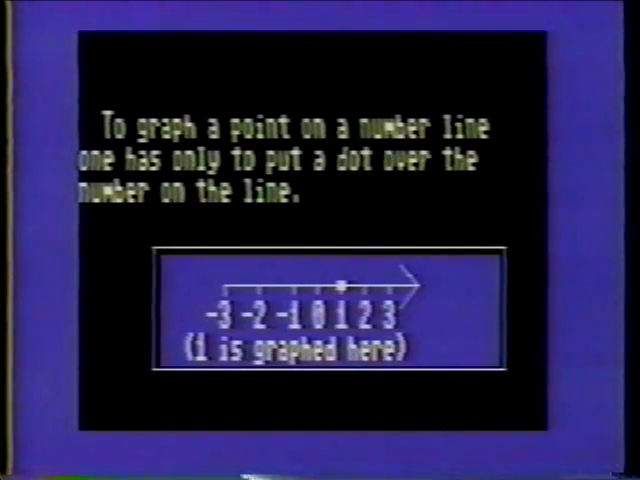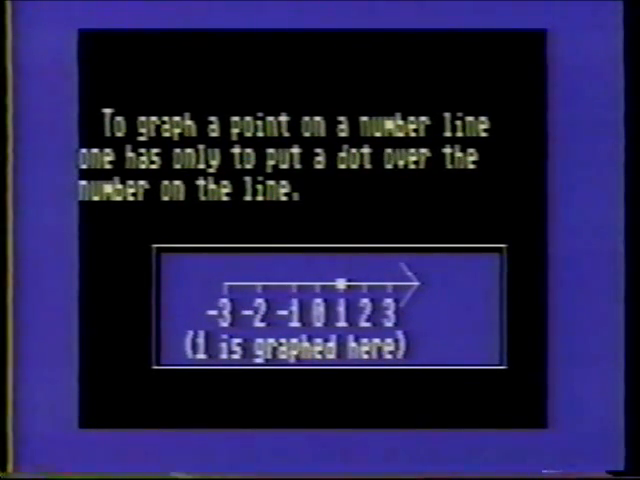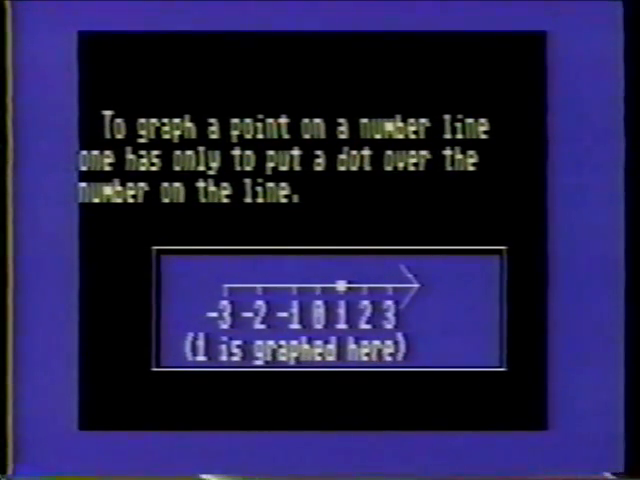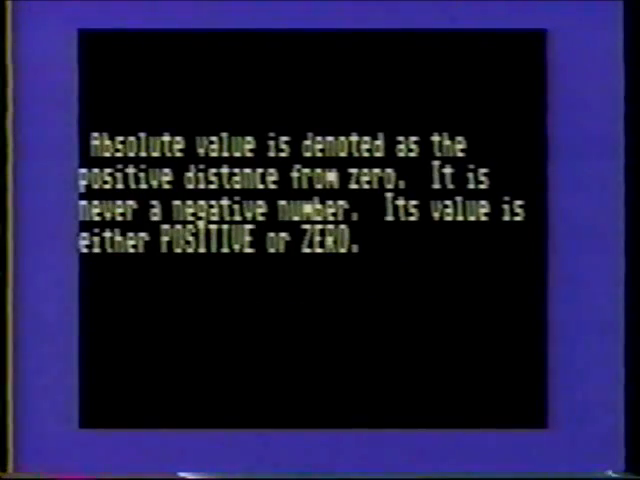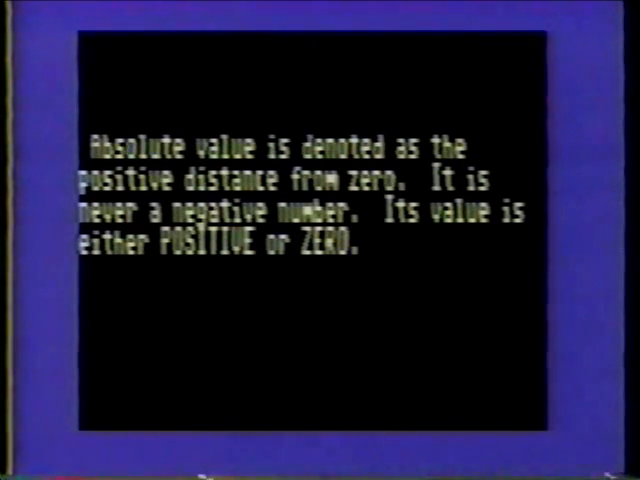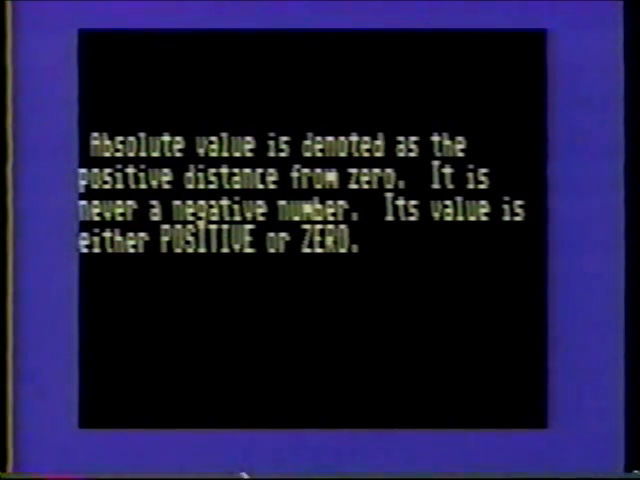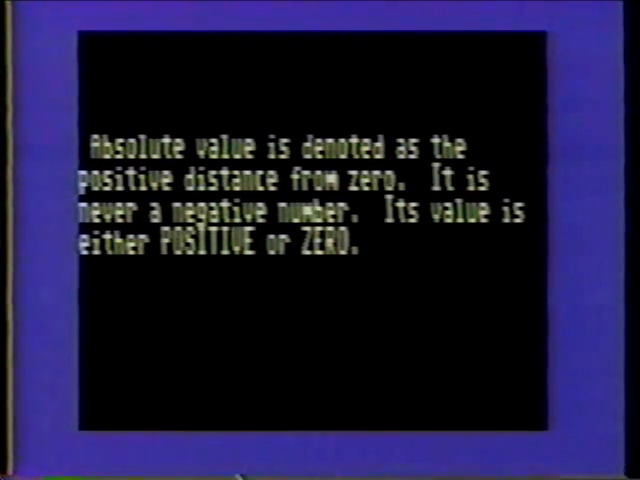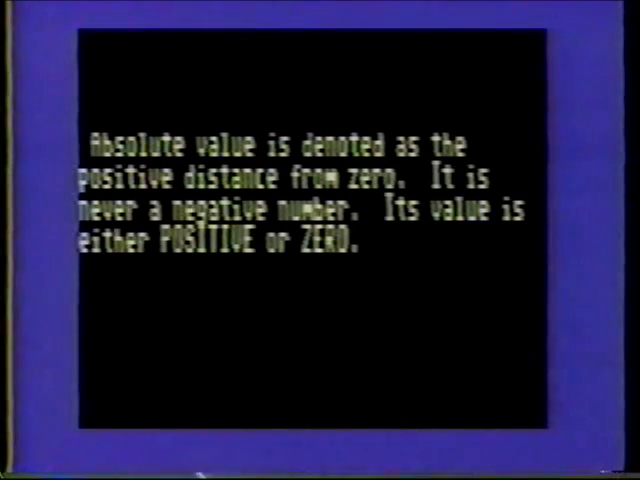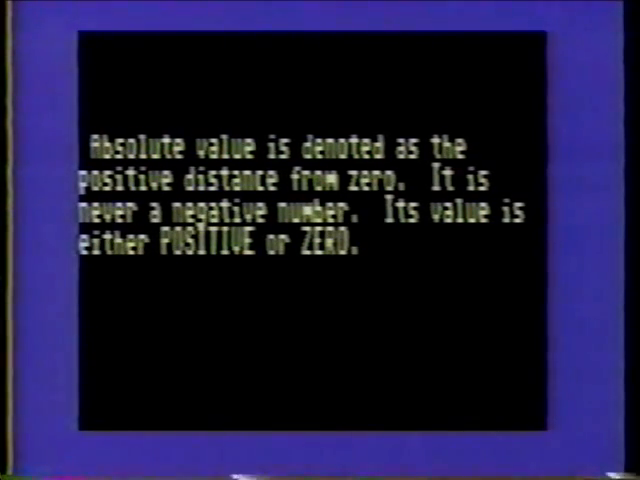The last concept we're going to discuss before working some additional example problems is absolute value. Absolute value is denoted as the positive distance from 0. It is never a negative number. Its value is either positive or 0.